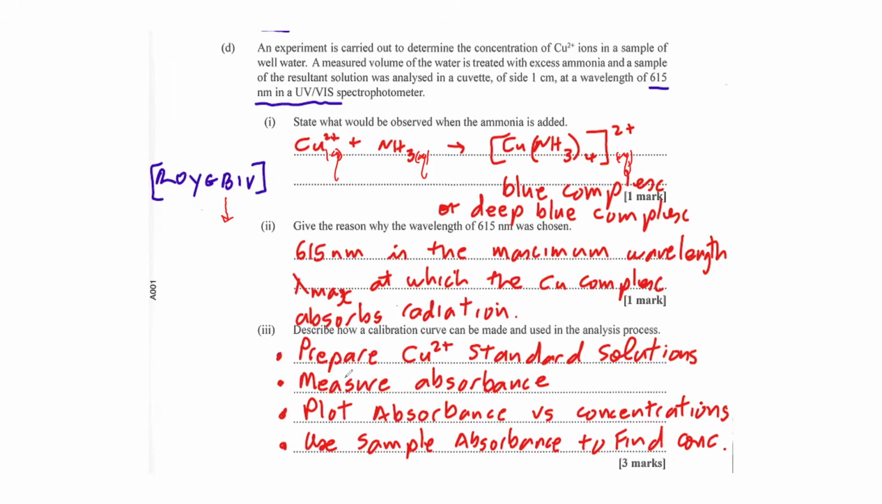Part 3. Describe how a calibration curve can be made and used in the analysis process. So first thing you have to do is to prepare copper 2 plus ions standard solutions. You are then going to measure the absorbance of each of the standards. We are going to use the results of concentration and absorbance to plot a calibration curve and then use the sample absorbance to find the concentration on the calibration curve.